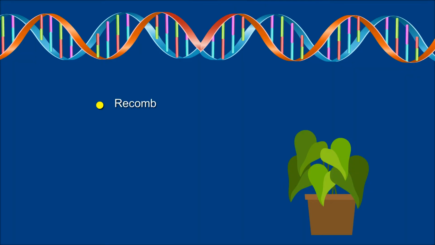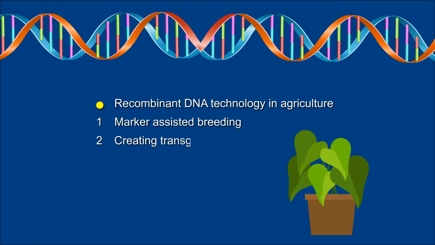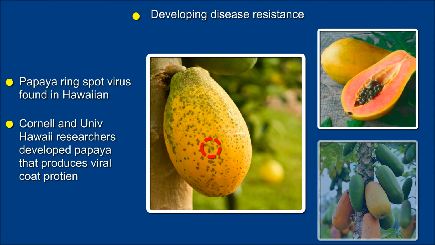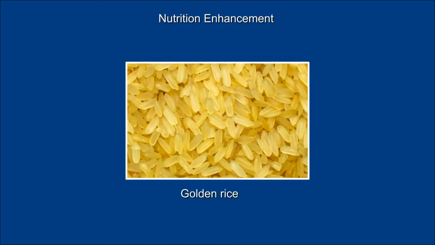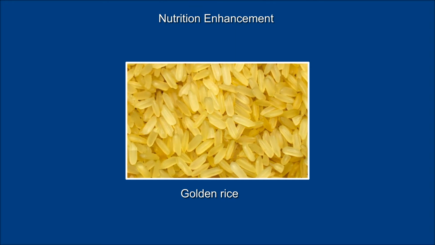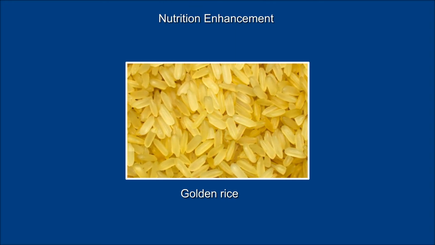The uses of recombinant DNA technology in the agriculture sector are many, such as marker-assisted breeding or creating transgenic plants for developing disease resistance. Papaya ringspot virus almost wiped out papayas in Hawaii, but the expression of a ringspot protein by genetically modifying papayas gave papaya resistance to the virus. Nutrition enhancement: rice was engineered to produce golden rice, that is, rice having vitamin A beta-carotene, so as to help prevent blindness due to vitamin A deficiency.